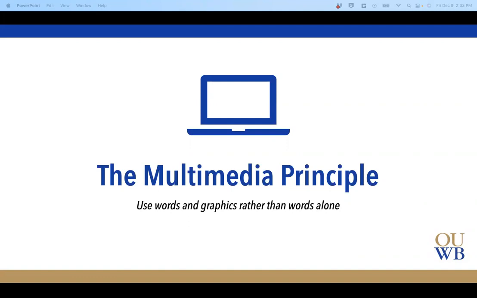And it's rather simple. It's this idea that when you're presenting information to students, you want to use words and graphics rather than words alone. And remember, everything that we're talking about pertains to multimedia presentations, but that is by and large the manner in which information is being conveyed to students in OUWB, particularly as we talk about didactic lectures, those large lecture hall lectures, et cetera.